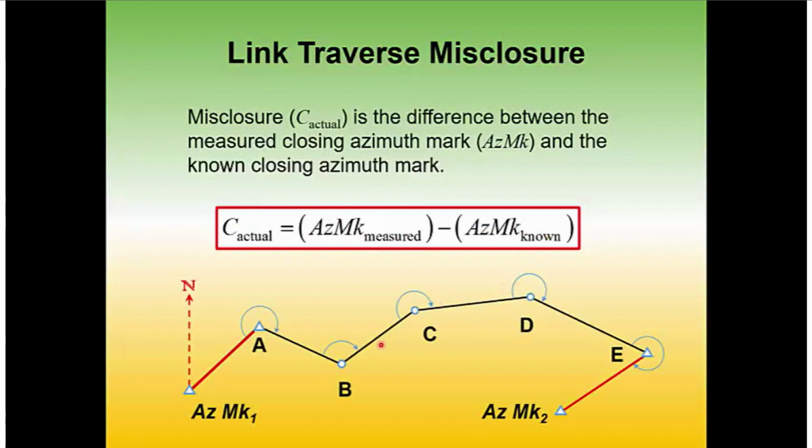So if we look at a link traverse, we can see that we start a link traverse with a known azimuth. Setting up at point A, we can observe the azimuth mark 1 and find the azimuth of A to azimuth mark 1. Turn all of our angles to the right at A, at B, C, D, and E. The angle to the right at E will find us lined up with the azimuth mark at 2, and this is the measured azimuth mark, and then we will compare that to a known azimuth mark which we have determined in the field or found in the field through some other survey.